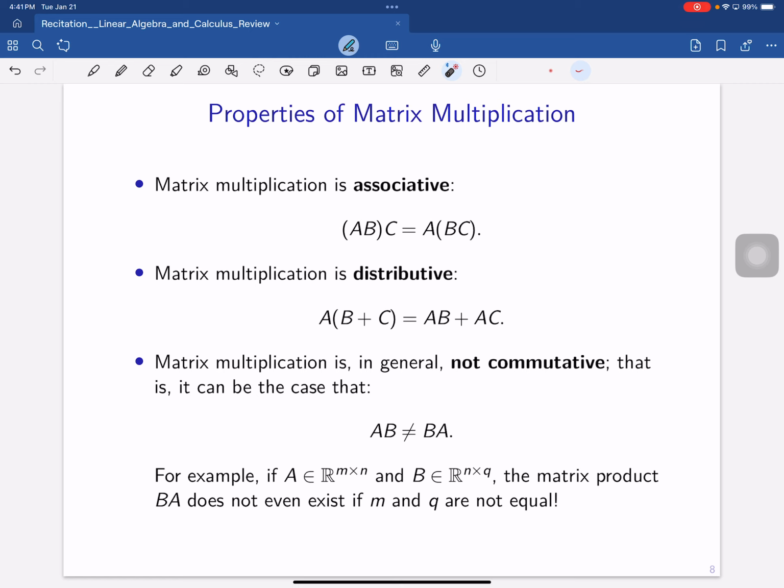But matrix multiplication in general is not commutative. This is also very easy to see, because in order for the multiplication AB to occur, the number of columns of A has to be equal to the number of rows of B. But then BA may not even exist, because the number of columns of B may not equal the number of rows of A. So in general, AB is not equal to BA.